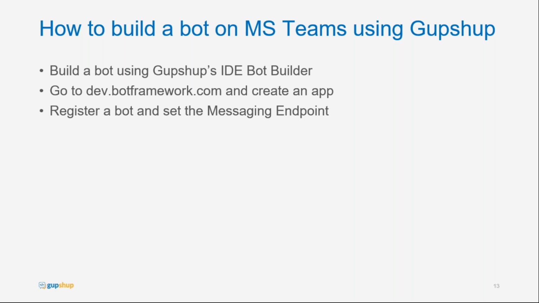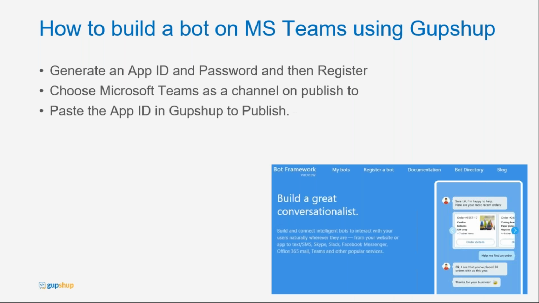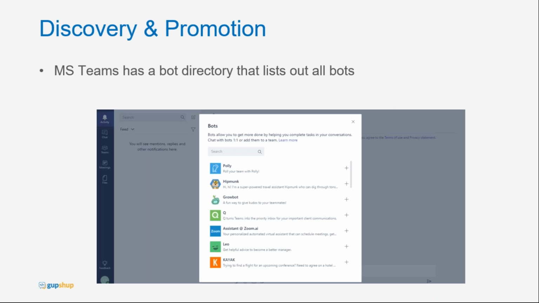First of all, Gupshup, as you know, has different tools for different sets of people. For developers, we have the IDE bot builder, and you build a bot using the Gupshup IDE bot builder. Then you go to dev.botframework.com, which is Microsoft's dev bot framework, and you create an app and then register the bot and set the messaging endpoint at Microsoft's end. When you do that, you get an app ID and password where you register your bot on the Microsoft platform. Once that is done, you come back to Gupshup and give us the app ID and password, and that's it. Your bot will start working on Microsoft Teams.